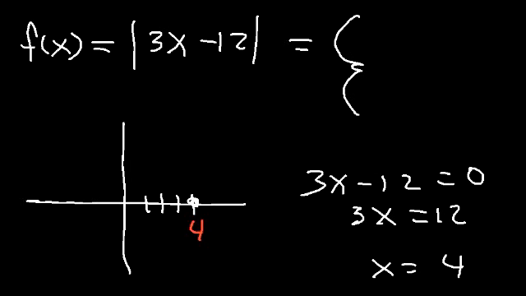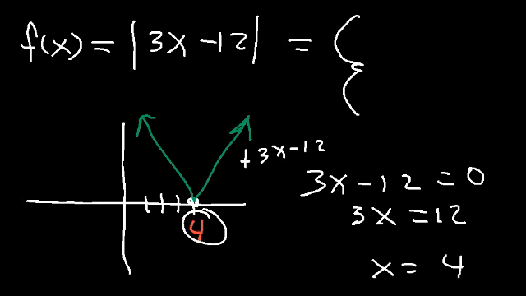Now the slope, which is the number in front of x, is 3. So it's going to rise with a slope of 3 to the right, and it also goes in the other direction with a slope of negative 3. If you go from left to right, it's decreasing. So that's the graph of the function. That's the general shape. So notice that it's not differentiable at 4. It's not differentiable at the vertex.